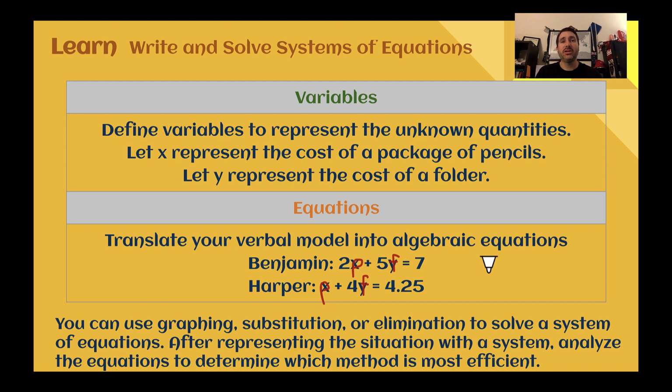Then when you get to the end and you're solving it, you realize you solved for P, so P must have been the pencils. F was the folders. Or you can use X and Y, just as long as you define ahead of time which one is which, so you're not trying to figure that out at the end. So once we figured out what variables we want to use, we can write our equations.